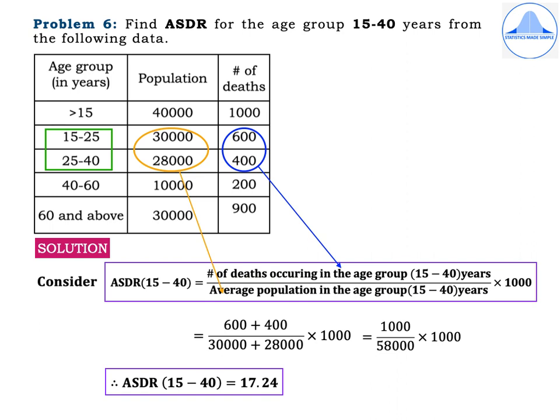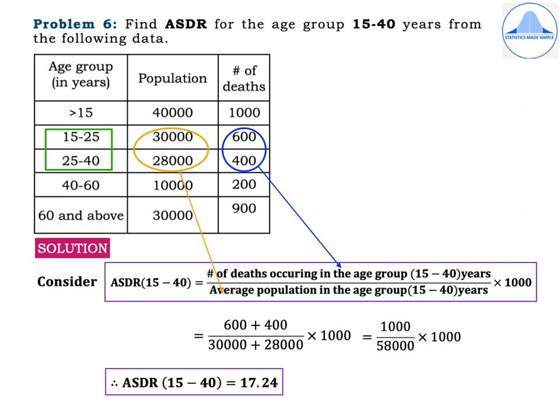So first let us highlight the age groups 15 to 40 years as asked in the problem. I have highlighted the age groups 15 to 25 and 25 to 40 in the green color box. Now choose the corresponding populations for these two age groups, which is highlighted in the yellow elliptical, that is 30,000 and 28,000, and the corresponding deaths for these two age groups are in a blue circle and the values are 600 and 400. Now let's start with the solution.